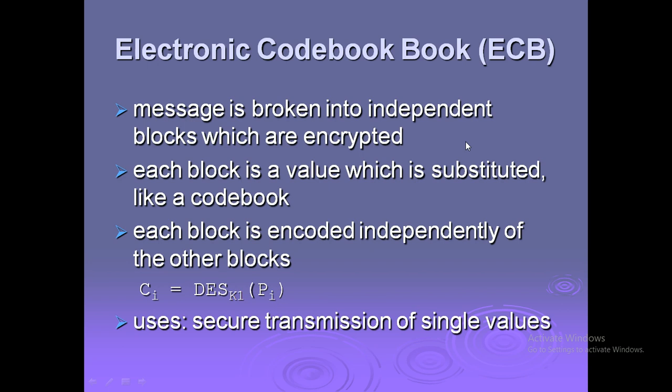Electronic codebook mode. The message is broken into independent blocks which are encrypted. Each block is a value which is substituted like a codebook. Each block is encoded independently of the other blocks, and this is the formula. The plain text Pi is encrypted using this algorithm by using key K, and then we get a ciphertext Ci. Uses of this are secure transmission of single values.